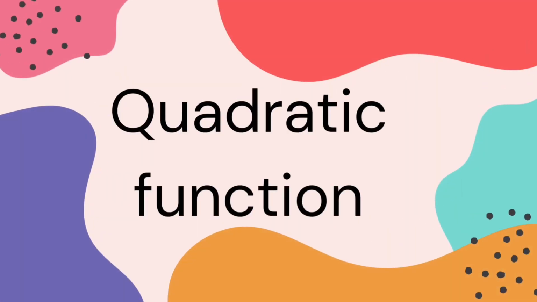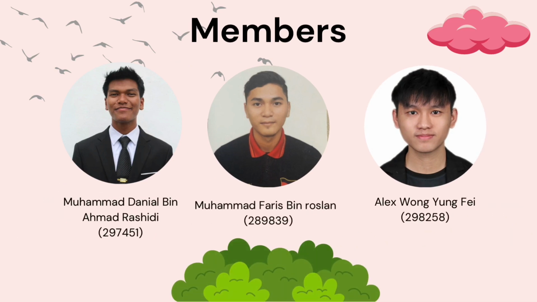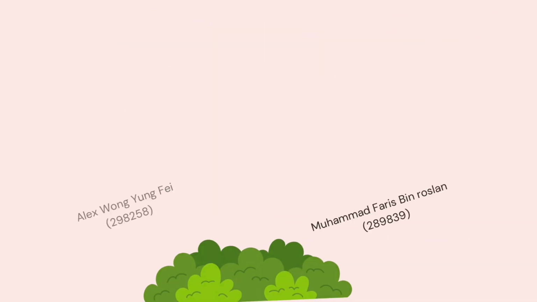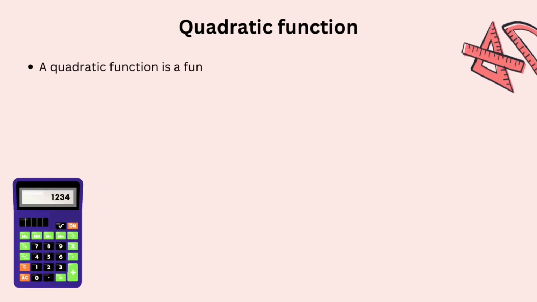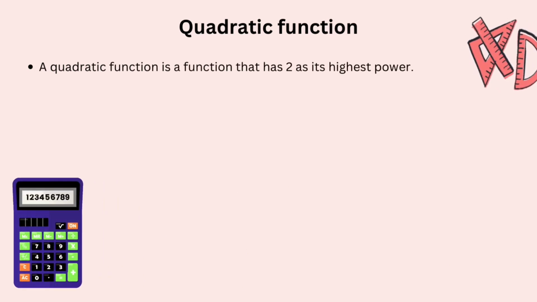Quadratic function. So this is our team member. A quadratic function is a function that has 2 as its highest power.